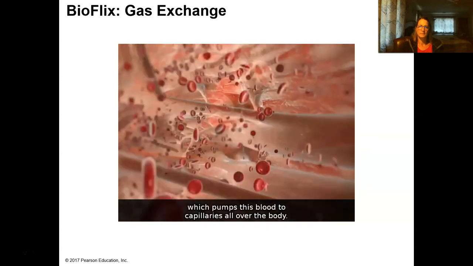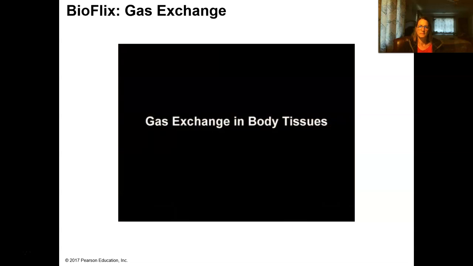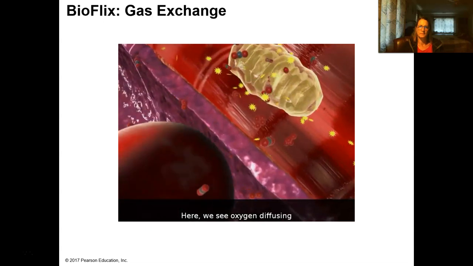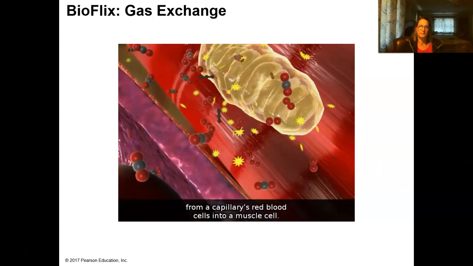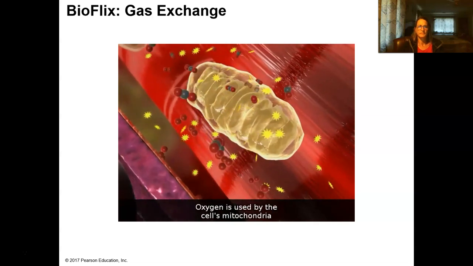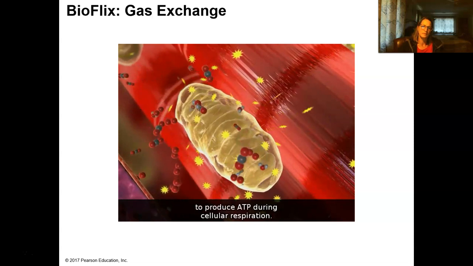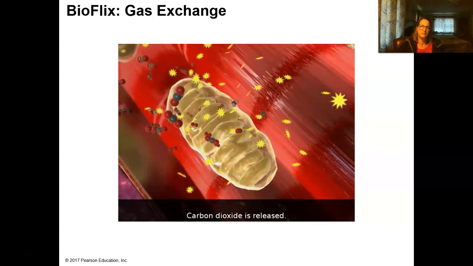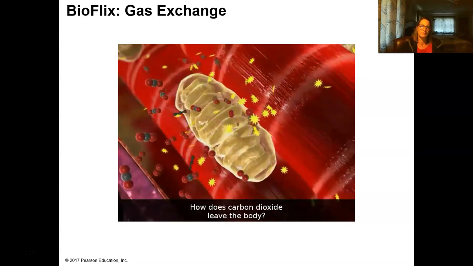Which pumps this blood to capillaries all over the body. Here, we see oxygen diffusing from a capillary's red blood cells into a muscle cell. Oxygen is used by the cell's mitochondria to produce ATP during cellular respiration. Carbon dioxide is released. How does carbon dioxide leave the body?